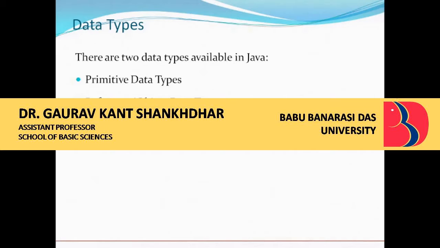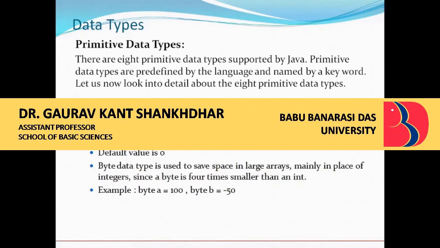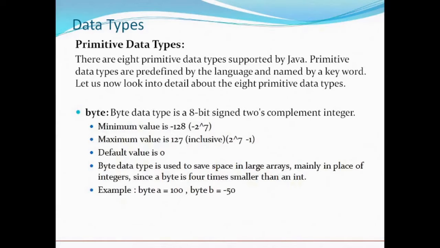Primarily, there are two types of data types available in Java. One is the primitive data types, and the other is the reference or the object data types. Now, what are primitive data types?